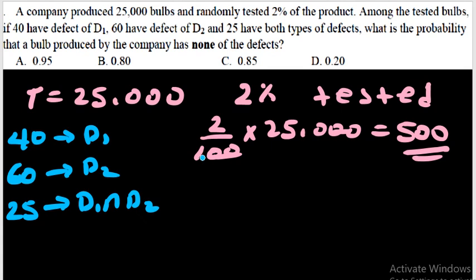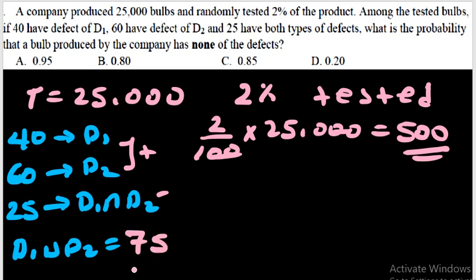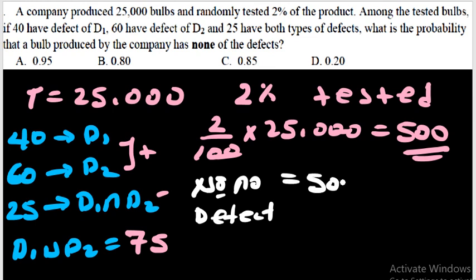What is the probability that a bulb produced by the company is non-defective? First of all, the total defect D1 union D2 can be calculated from here. How to do it? Just add these two and then subtract this one. 40 plus 60, 100, minus 25 will be 75. This is the total number of defects out of the 500 tested. So the number of no defect out of the 500 will be 500 minus 75. That's going to be 425.